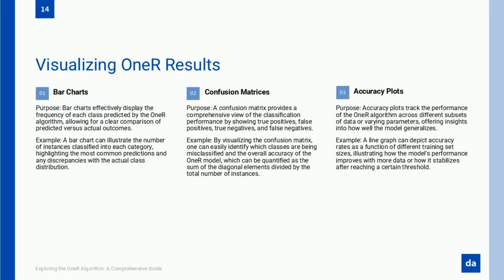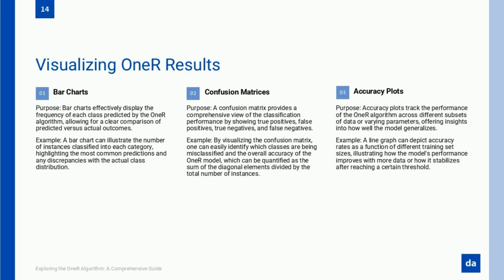These visualizations make OneR's rule-based approach more transparent and interpretable. They help reinforce the model's strengths by showing how well it performs, while also highlighting areas for potential improvement. While OneR is already an easy-to-understand algorithm, visual representation enhances its interpretability even further, making it an effective tool for communicating insights to both technical and non-technical audiences.